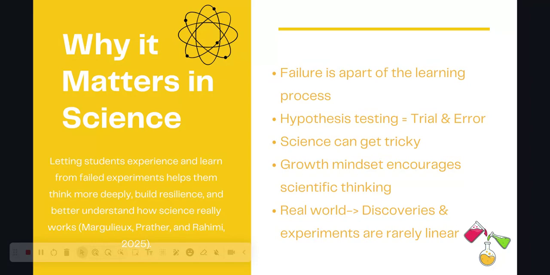In science, things don't always go as planned, and that's a good thing. Students learn a lot when an experiment doesn't work the first time. Hypothesis testing requires trial and error. So students must feel safe making predictions and adjusting those predictions based on the evidence, just like real scientists would do. Science can get tricky and it's complex. Topics build on each other and often involve abstract thinking. Students need to know that it's okay to not get it right away and to keep working through it.